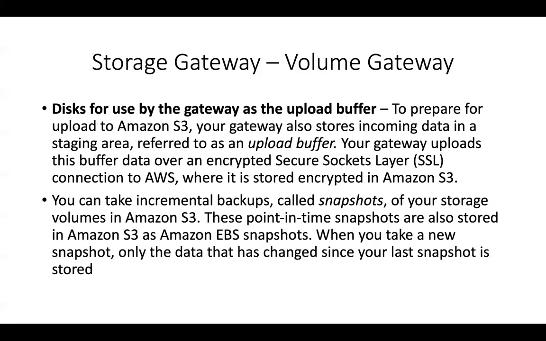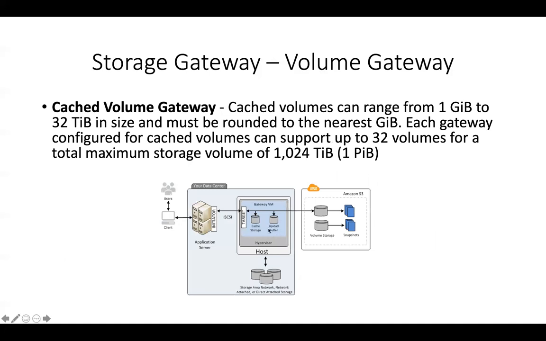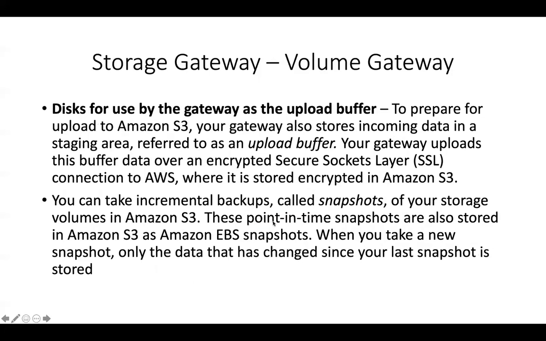And the second one is called the upload buffer. This is a specific part of your gateway VM. So this upload buffer prepares all of your data to be uploaded to S3. And the gateway also stores the incoming data in the staging area, which is called the upload buffer. And it uses a secure socket layer in order to connect to AWS, where it's stored as encrypted in S3 using server-side encryption. You can take incremental backups, which we already studied about, called snapshots. And these point-in-time snapshots are also stored in S3 as EBS snapshots. And you can restore these EBS snapshots to become their own EBS volumes, which can be attached to EC2 instances.